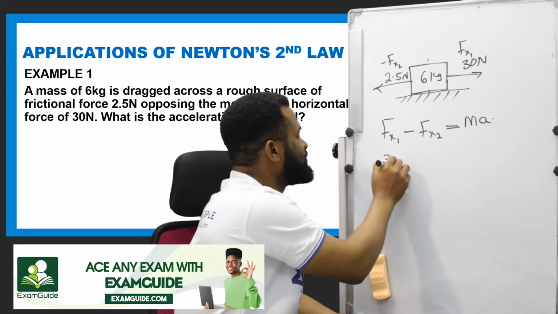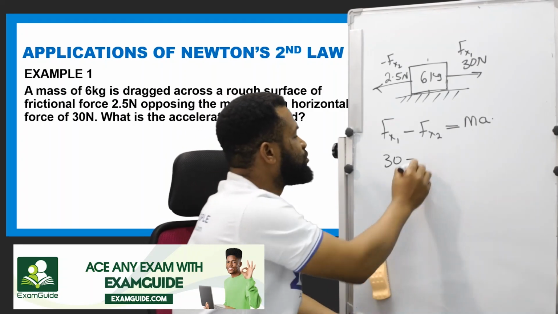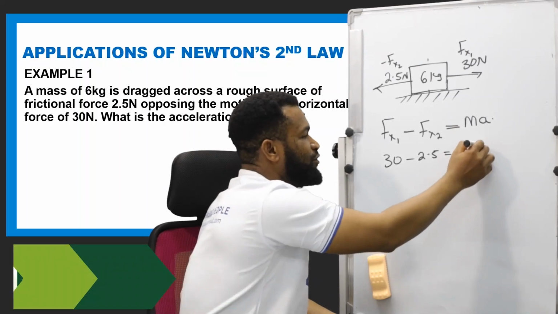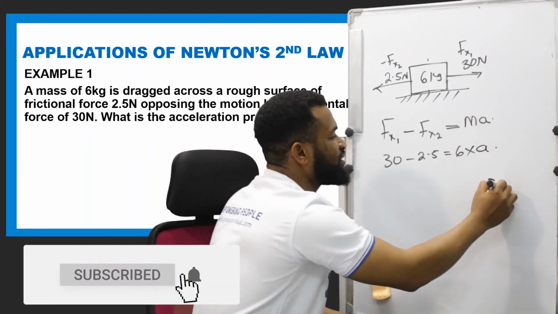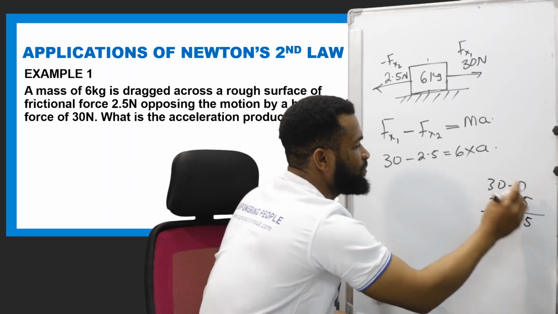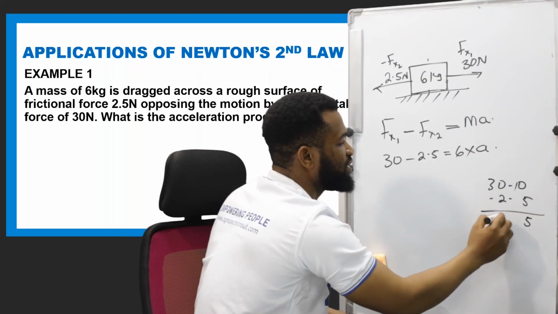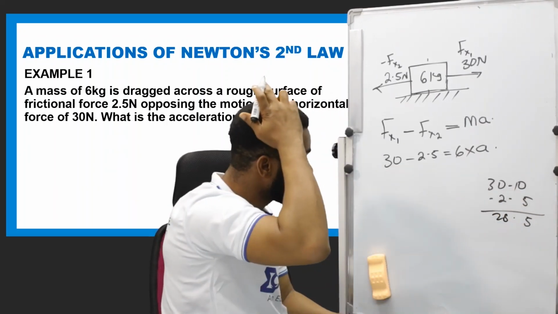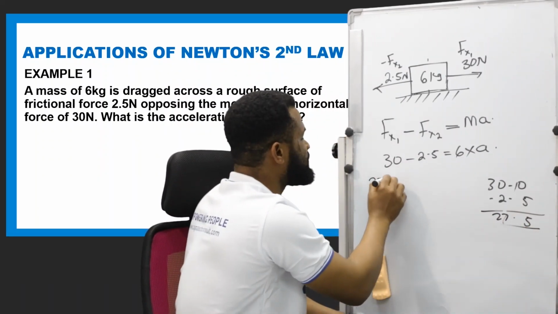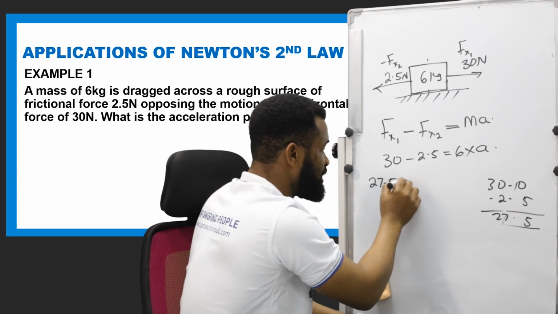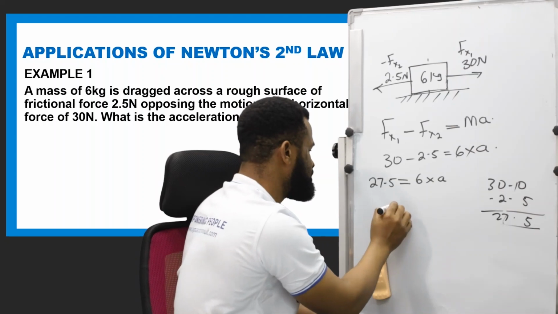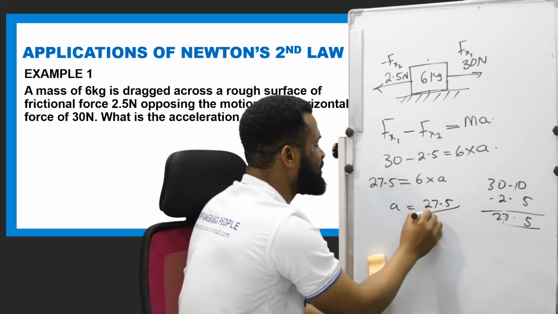Fx1 is 30 Newton minus Fx2 is 2.5 is equal to mass, which is 6, times the acceleration, which I am looking for. So 30 minus 2.5 is 27.5. So we have 27.5 is equal to 6 multiplied by acceleration. So acceleration is going to be 27.5 divided by 6.